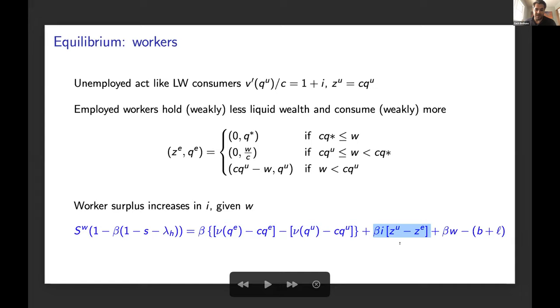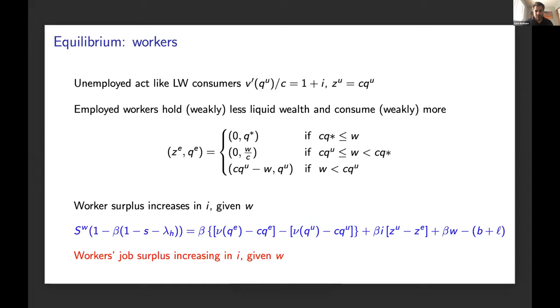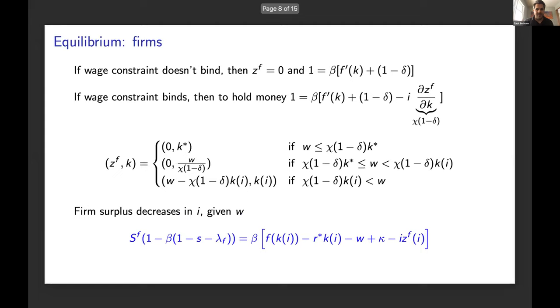What you can work out is that the worker's job surplus is increasing in the nominal interest rate, or in inflation, given a wage. With fixed wages, if you increase inflation, it's now more costly to enter unemployment because I don't have access to that credit technology I get through the negotiation with the firm. But again, this is all part of the wage negotiation. On the other side, it's exactly the opposite: what you can show is that the firm's job surplus is decreasing in the nominal interest rate.